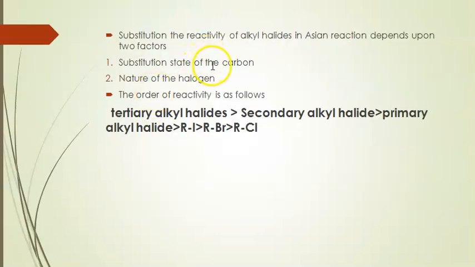The reactivity of alkyl halides in substitution reactions depends upon two factors: the substitution state of the carbon and the nature of the halogen. The order of reactivity is given as follows. Tertiary alkyl halides give more substitution reactions than secondary alkyl halides, than primary alkyl halides. This is the reactivity order of these substitution reactions.